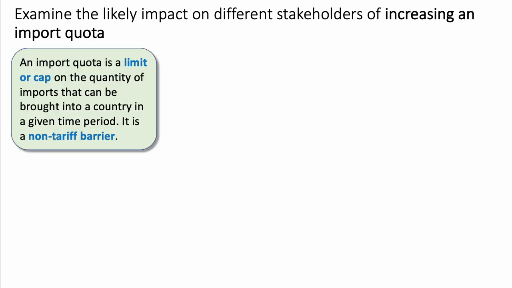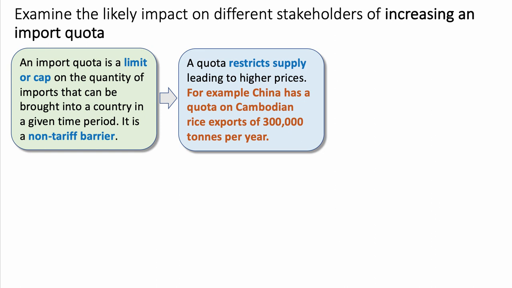Always good to start with a definition. It helps the examiners have confidence in you, that you know precisely what a term is. A quota is a limit, a cap, if you like, on the volume or the quantity of imports that you can bring into a country in a given time period. And it's an example of a non-tariff barrier. Good precise definition. A quota has the effect of restricting supply, leading to higher prices. My example is drawn from the one that we just showed. China had a quota on Cambodian rice, for example.